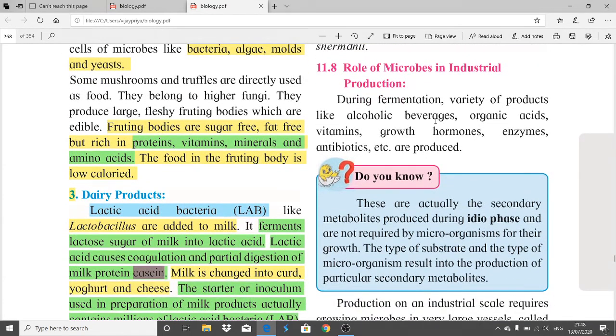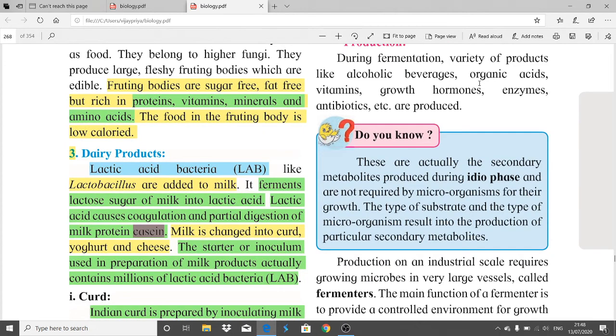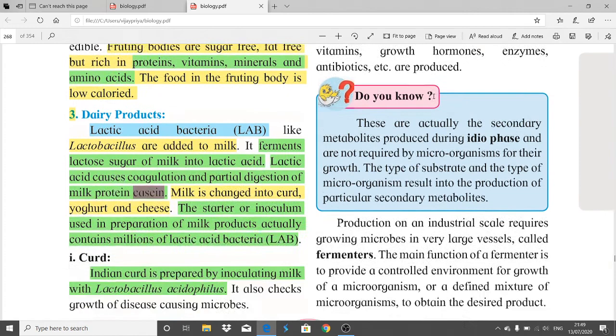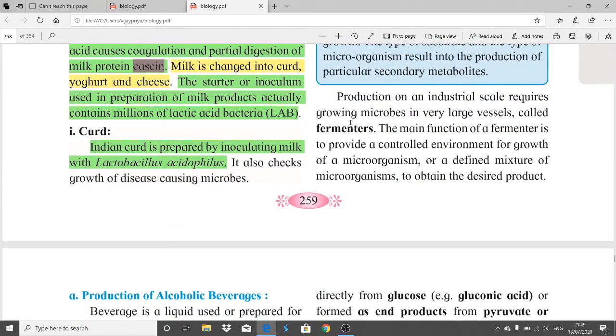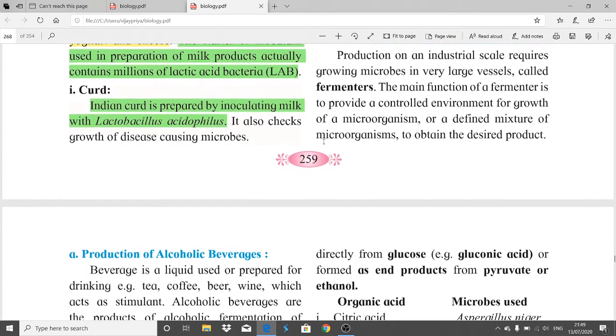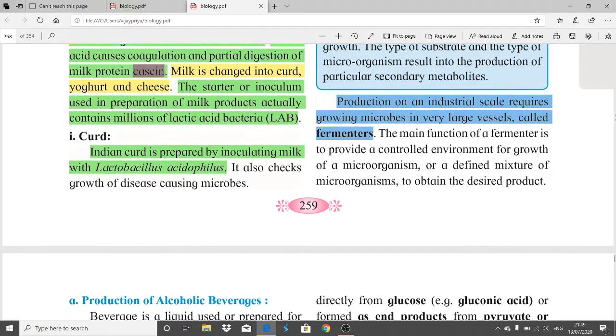Now, during fermentation, a variety of products like alcoholic beverages, organic acids, vitamins, growth hormones, enzymes, antibiotics, etc., are produced in industrial production. Production on an industrial scale requires growing microbes in very large vessels. These vessels are called fermenters. Fermentation on the industrial scale is carried out in these vessels.